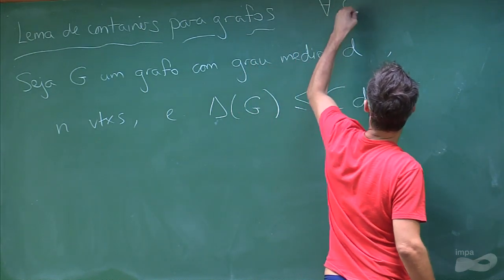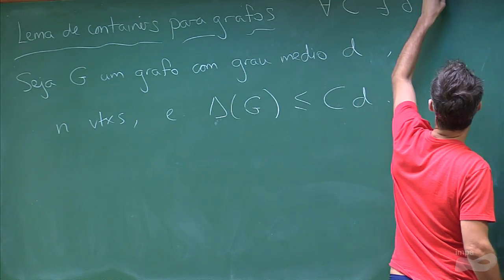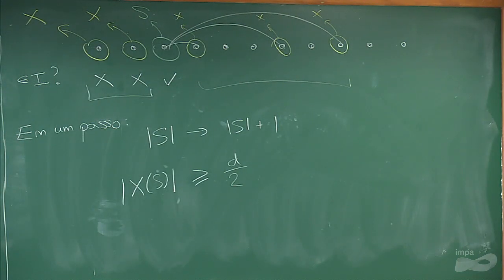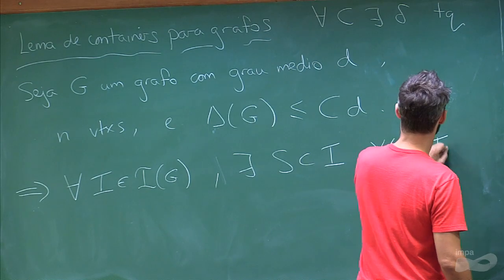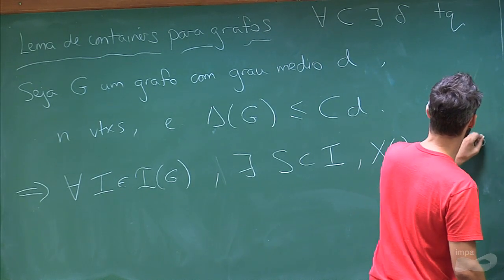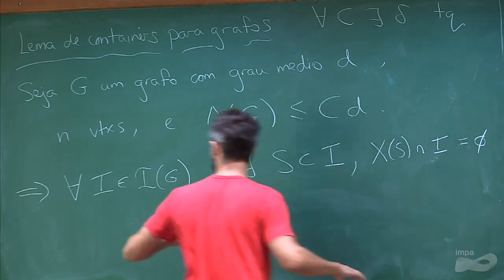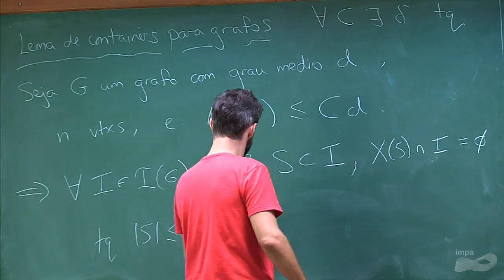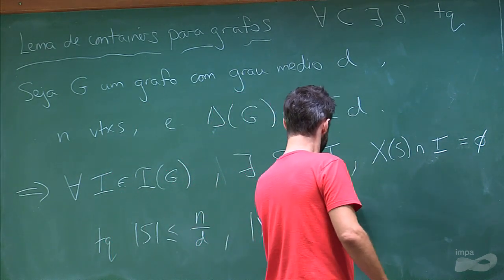So for all c, there exists a delta such that for all I, there exists S in I and X of S intersect I is empty, such that the size of S is at most n over d, and the size of X of S is at least delta times n.